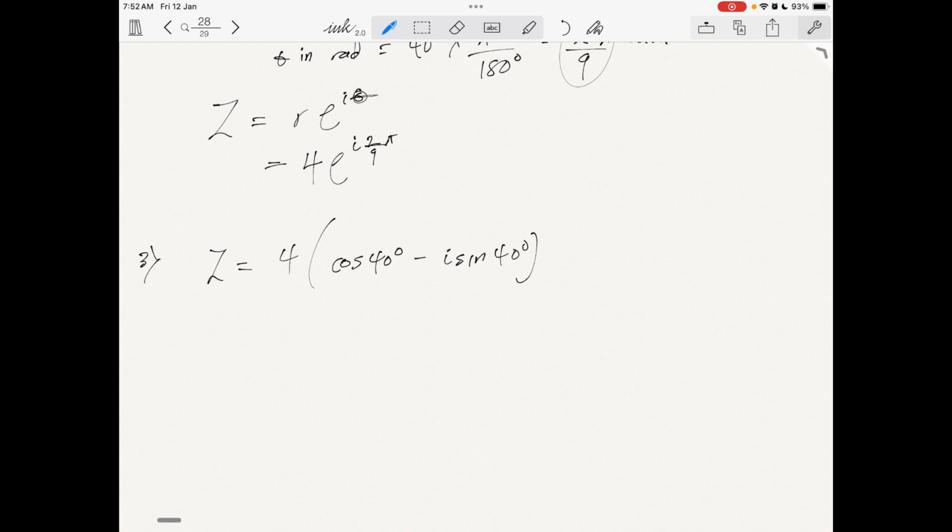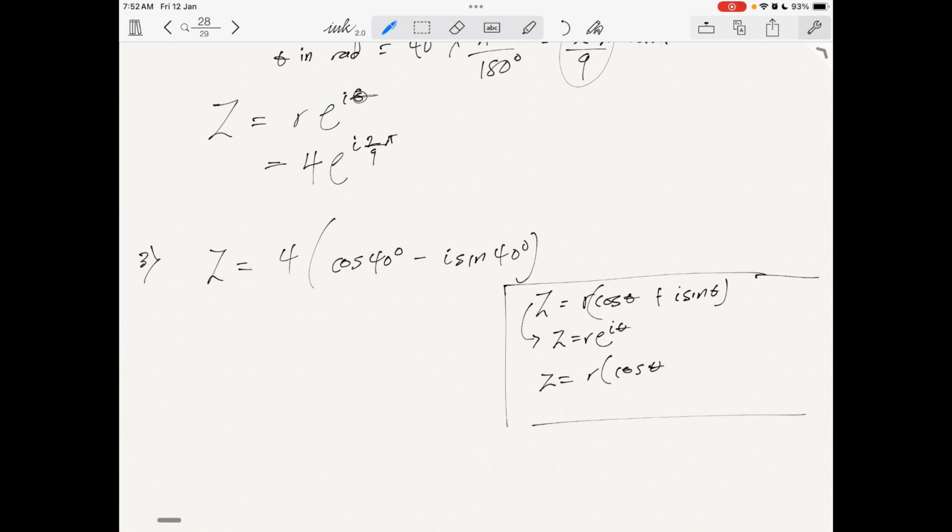Now we go back to the beginning of the video where we have if z is equal to r (cos theta plus i sin theta), our z is equal to r exponential i theta. And if z is equal to r (cos theta minus i sin theta), because we have replaced theta now with minus theta, then our z is equal to r exponential minus i theta.